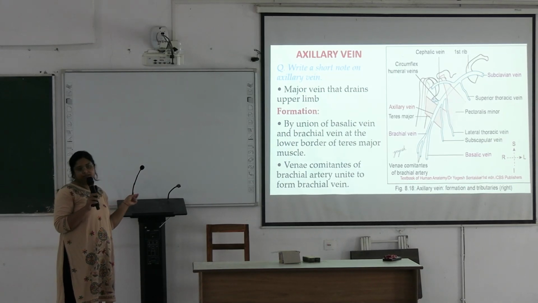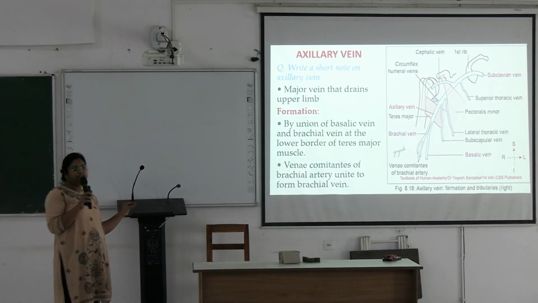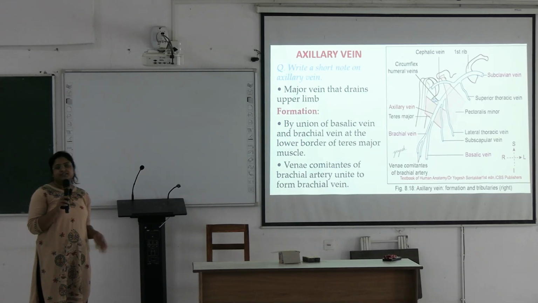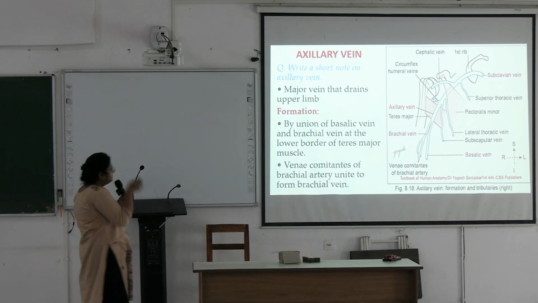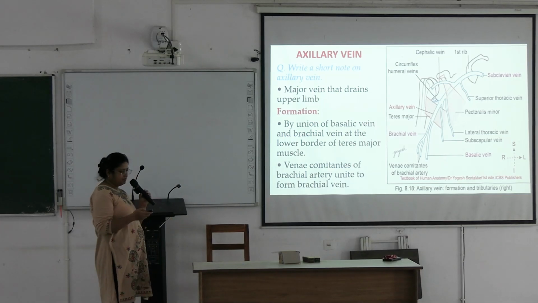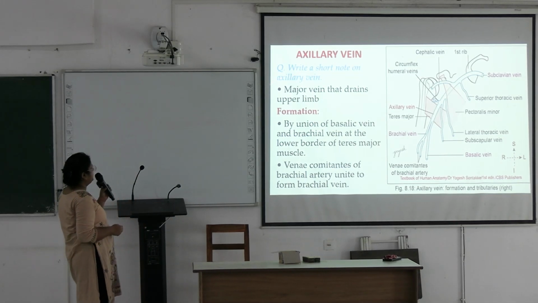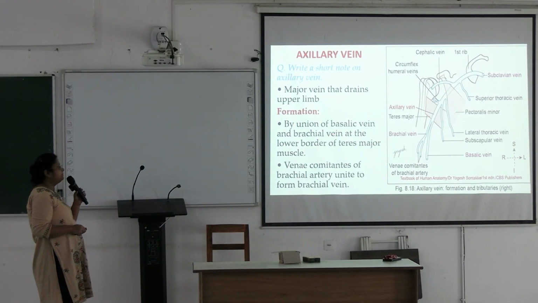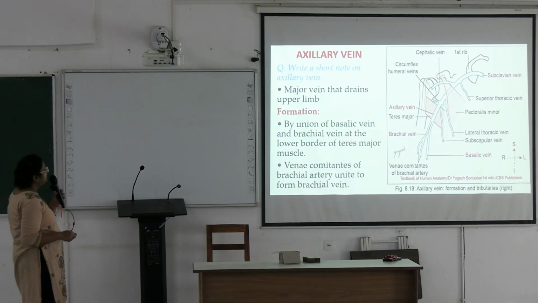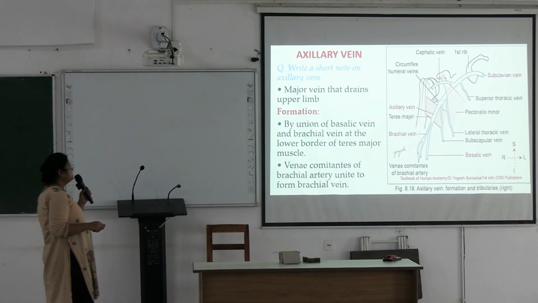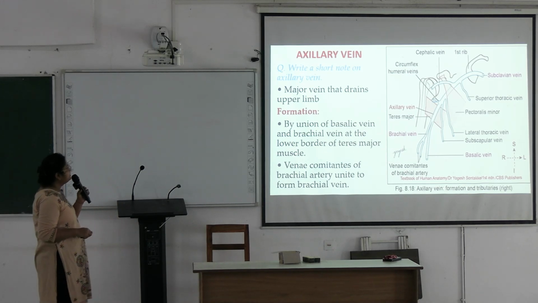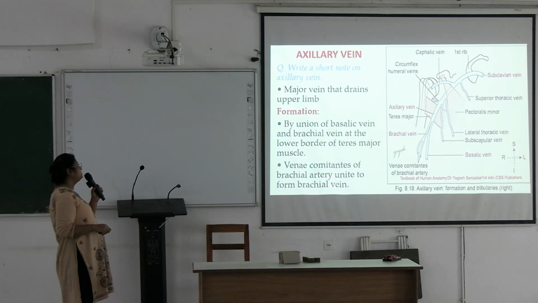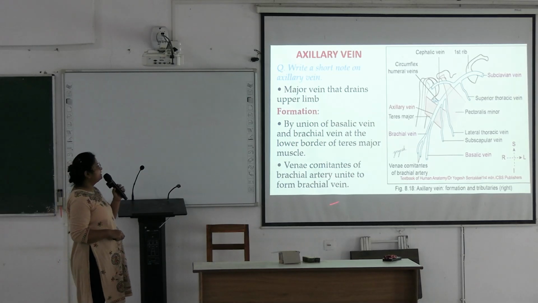This is also given in your OSPE question. Okay, you have to identify the structure and answer related questions. Okay, beginning, termination, different tributaries you will be asked. So it is the major vein that drains the upper limb. And how it is formed? It is formed by union of basilic vein and the brachial vein at the lower border of the teres major muscle. And venae comitantes of the brachial artery unite to form the brachial vein.